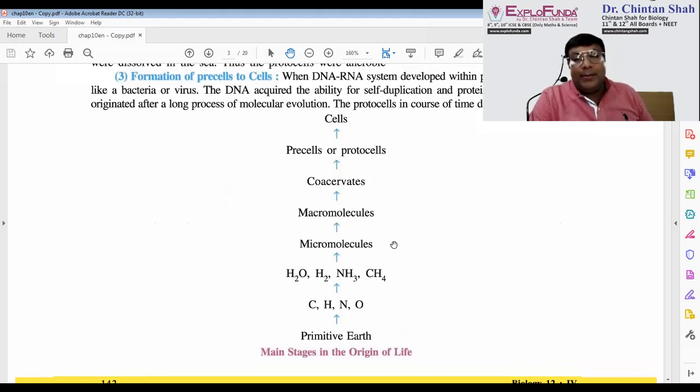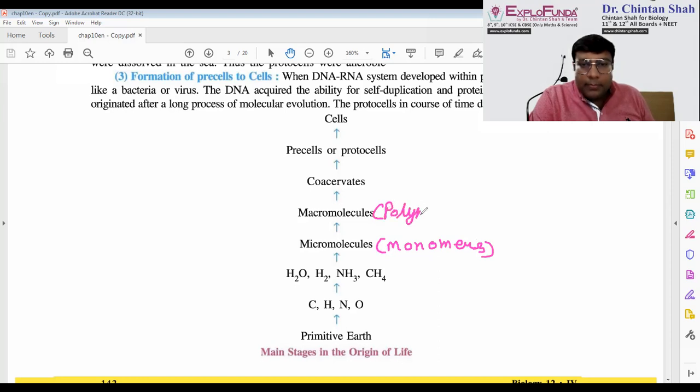So what do you mean by micromolecules? Micromolecules can be compared with glucose or galactose, monosaccharides. Or let me tell you about monomers. Yes or no? Yes. Monomers gave rise to polymers. Good. And then after that they give rise to coacervates, which give rise to a pre-cell, and after that the cell came on the earth.